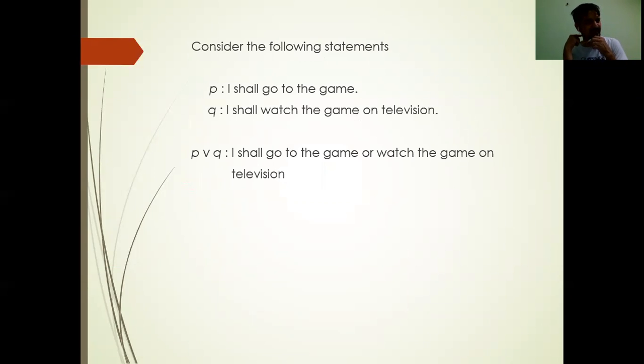Consider the following statements. I shall go to the game. One statement. Second statement: I shall watch the game on television. P or Q: I shall go to the game or I shall watch the game on television. So, conjunction, disjunction. Conjunction we use if two statements are combined with the word and. Disjunction is when the two statements are combined with the word or.